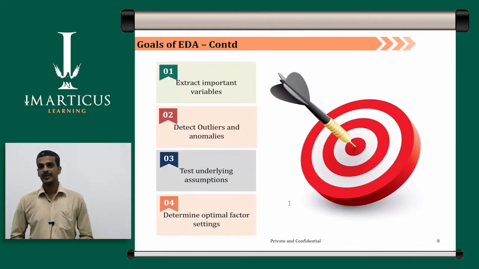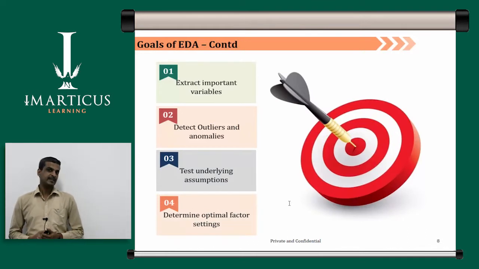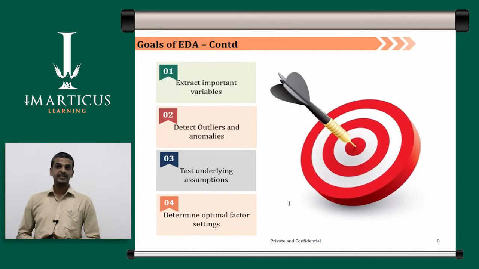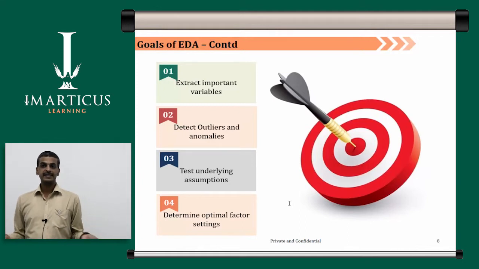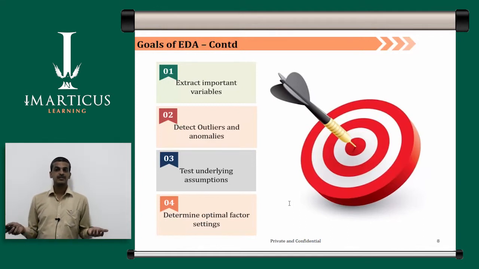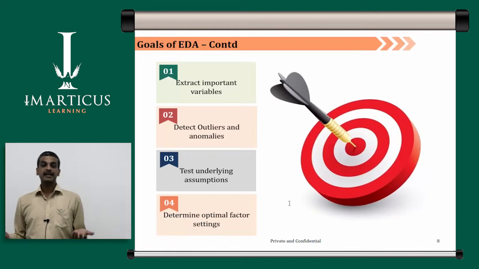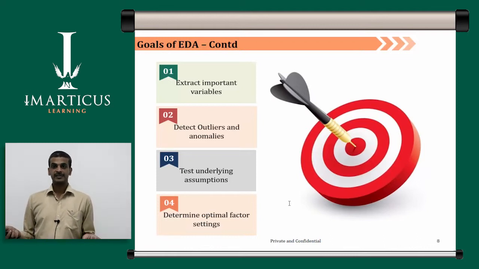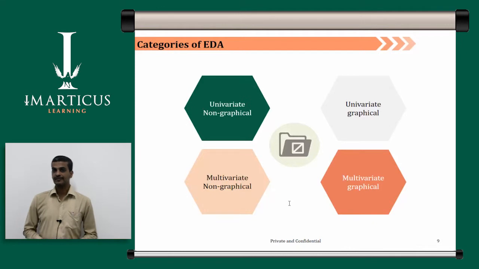To summarize it quickly, the goals of EDA. This is to extract important variables, this is to detect outliers and anomalies, this is to test underlying assumptions and determine optimal factor settings. These are the major objectives or goals of EDA. Then comes the different categories of EDA.